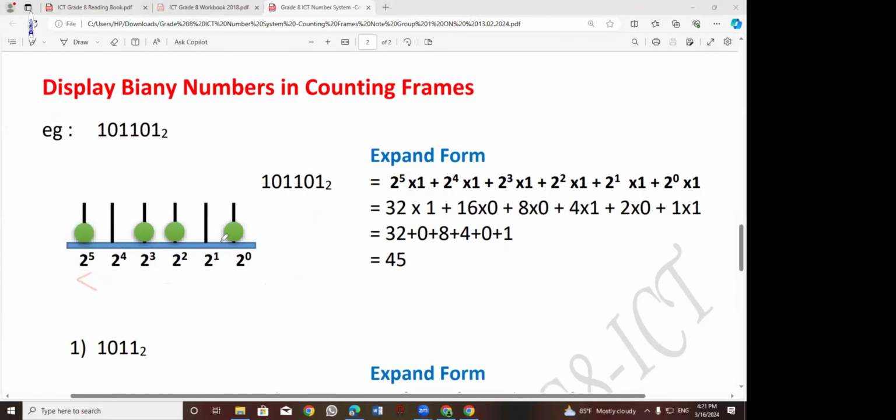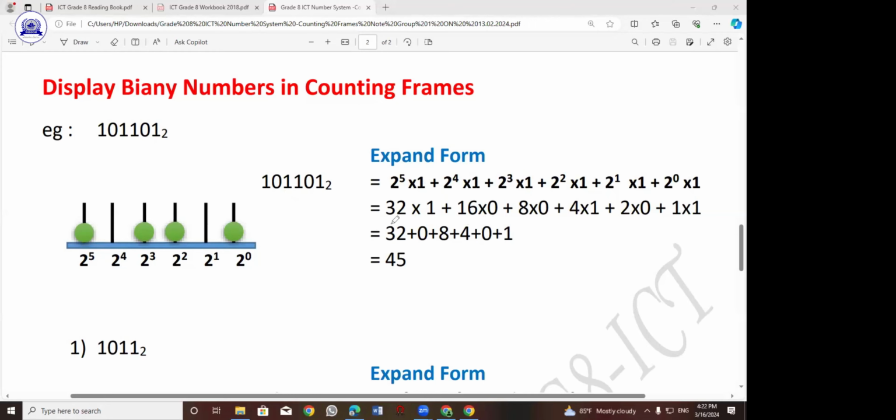Right? So always you go from this one: 2 to power 0, 2 to power 1, 2 to power 2, 2 to power 3, 2 to power 4, 2 to power 5, according to the number. Now, after that, you take the value 2 to the power 5 into 1, because it has 1. If you take this one, it doesn't have anything, right? So what is that one? So it's coming 2 to the power 4 into 0, right?